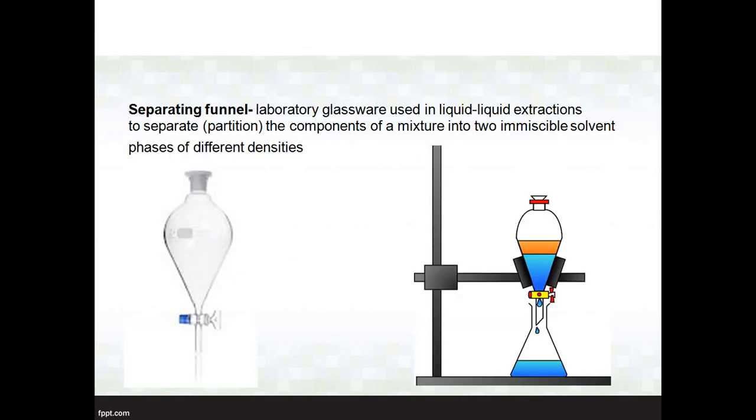So let us see about the separating funnel which we are going to use. It is a laboratory glassware which is generally used in liquid extraction to separate, or you can say partition, the components of a mixture into two immiscible solvent phases of different densities. Now to determine partition coefficient, we are going to determine how the drug ibuprofen is partitioned between the two solvents, octanol and water. So for this purpose we are going to use the separating funnel.